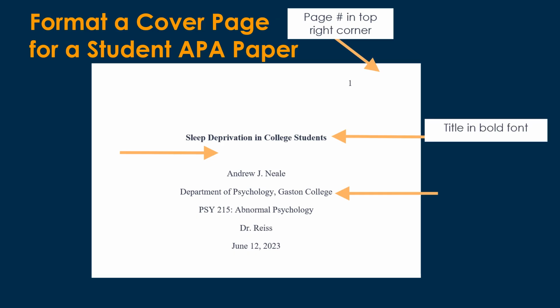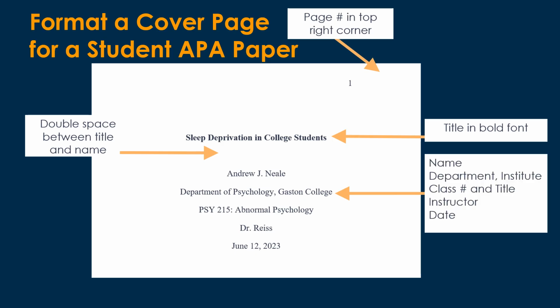The next step is adding your title, which should be entered down a few lines from the top. The title should be centered and bolded. Hit enter twice before typing in the rest of the information for the cover page. The remaining components will be centered and double-spaced, each on their own line, including the student's name, the name of the college and/or department, the class name and/or number, the instructor's name, and the date of submission.